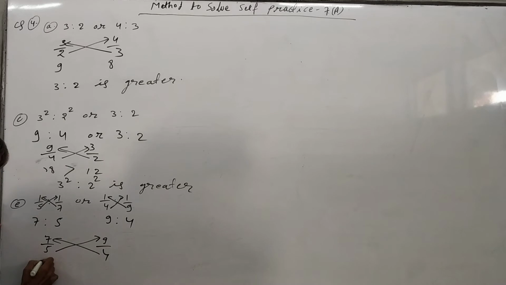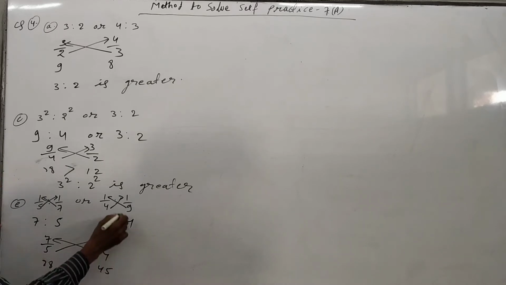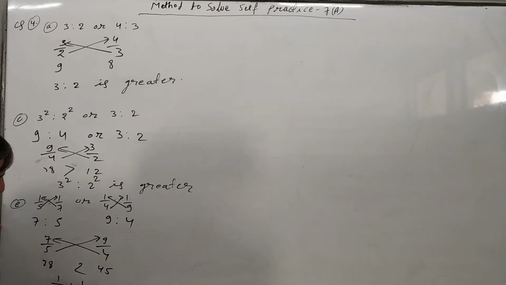Then 7 4s are 28 and here 9 5s are 45. So this side is greater. It means 9 upon 4, 9 is to 4 is greater. It means you can say 1 upon 4 is to 1 upon 9 is the greater ratio. Like that you can check the rest of the other questions.